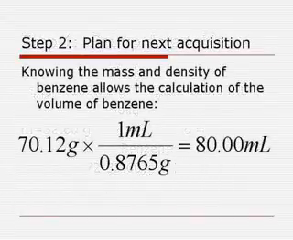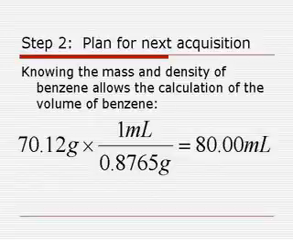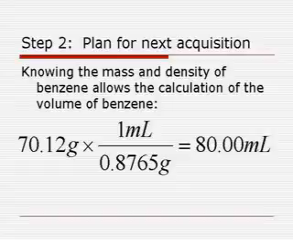We're going to use a simple factor label conversion to find the volume of the benzene. So we're going to take the mass of benzene, 70.12 grams, and multiply it times the density of benzene flipped upside down and used as a conversion factor. So we have 1 milliliter of benzene on top over the 0.8765 gram mass of benzene in 1 milliliter. So when we do that, our grams will cancel. We're left with milliliters as our unit, which is a unit of volume, and we get 80.00 milliliters of benzene as our answer.